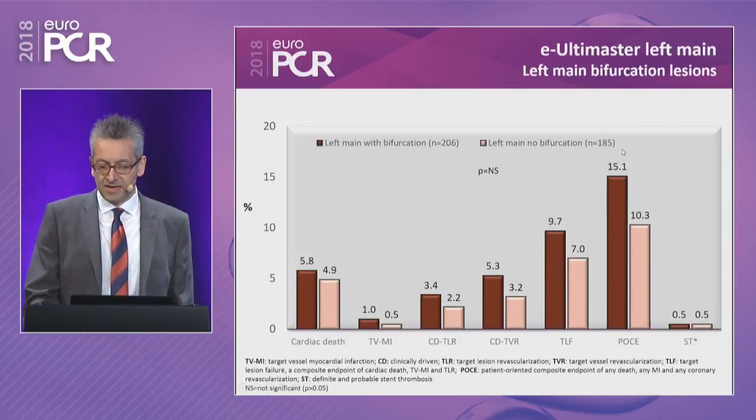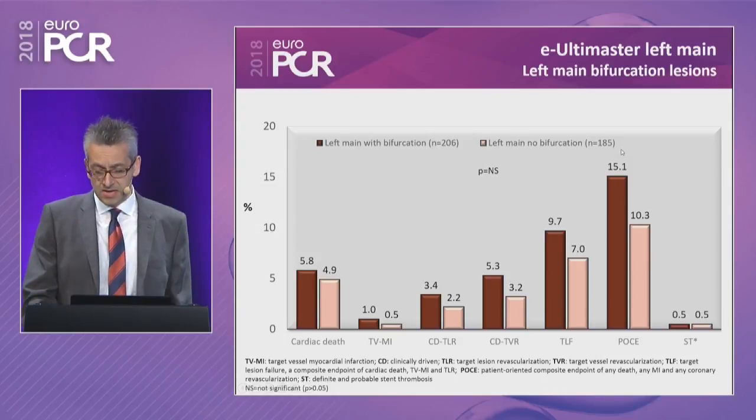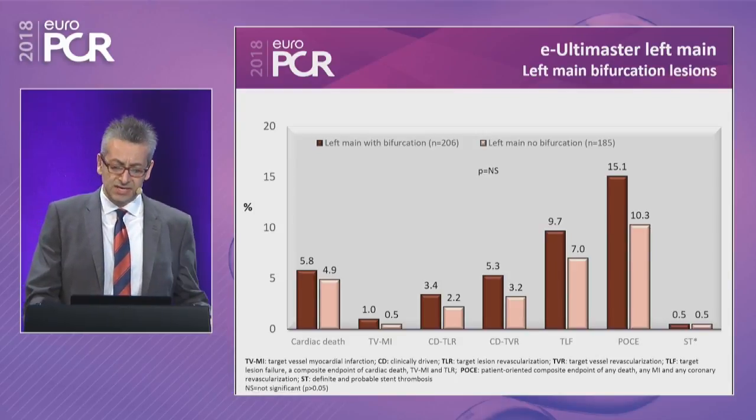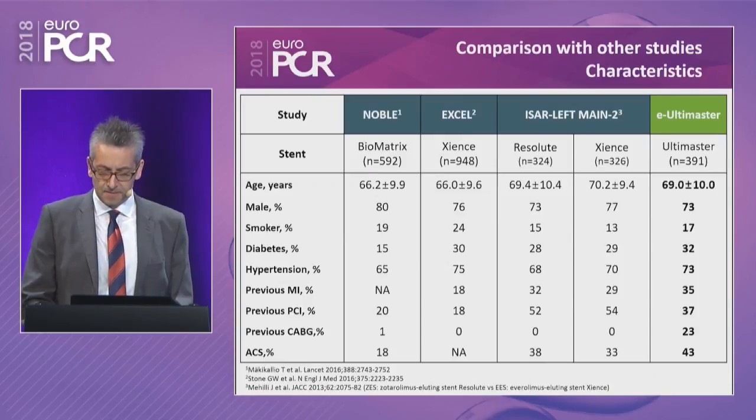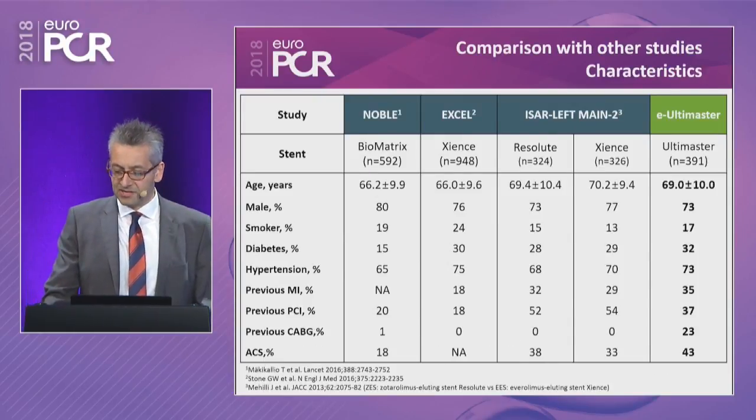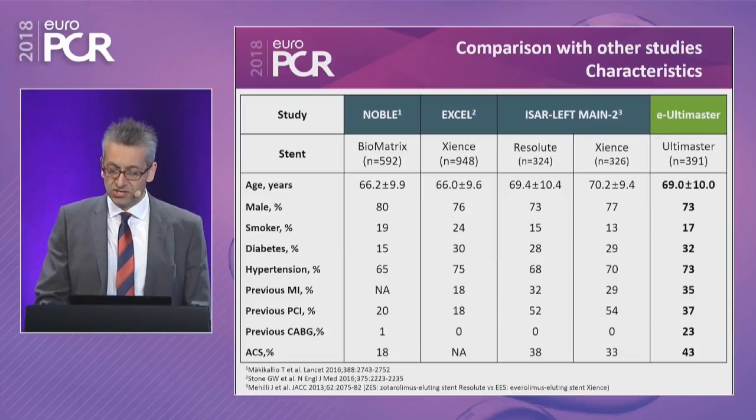And this is comparing bifurcation versus non-bifurcation in the left main subgroup. You can see there's no significant difference in outcomes between bifurcation and non-bifurcation lesions. And again, this is in a very complex group of patients with very favorable 1 year outcomes in this subgroup. So let's have a look at how the characteristics of the Ultimaster patients compare with other randomized controlled trials and other studies.